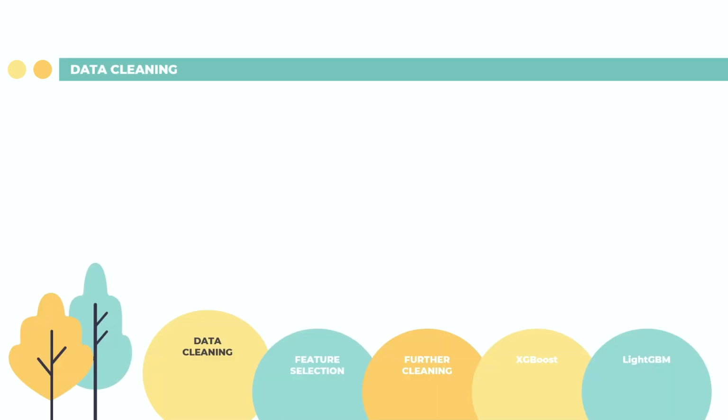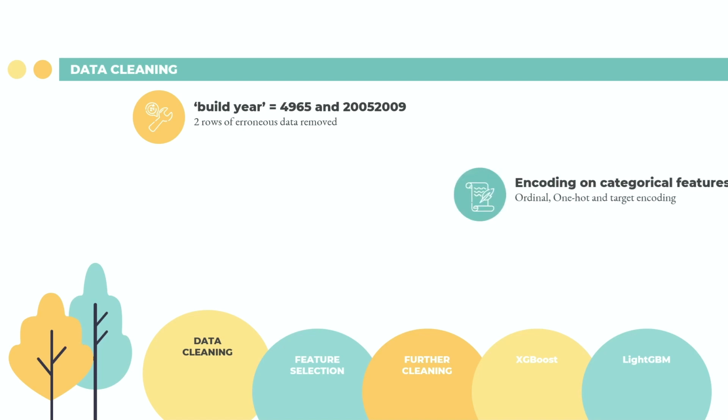Firstly, we analyzed the data to have a better understanding of what needs to be done for data cleaning. There were a couple of steps we took to handle the data cleaning. For the build year column, there were two rows with values which were obviously wrong, namely where build year equals 4965 and 2005-2009. We simply removed these two rows from the dataset since these wouldn't affect the model much.